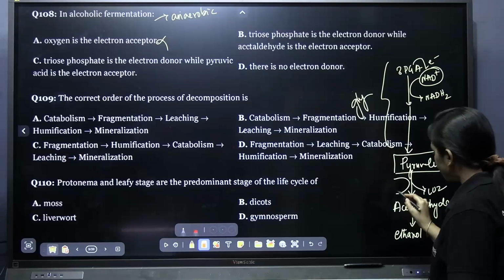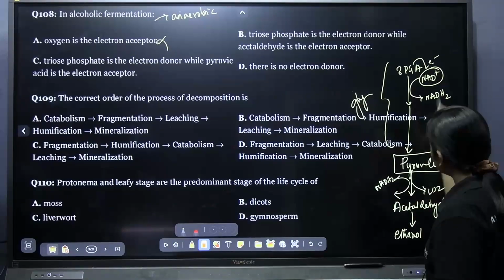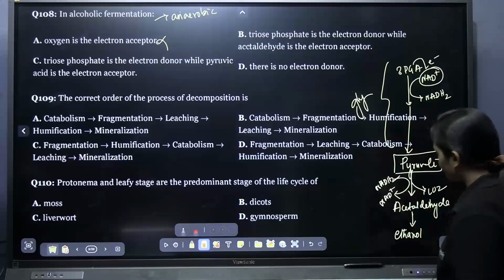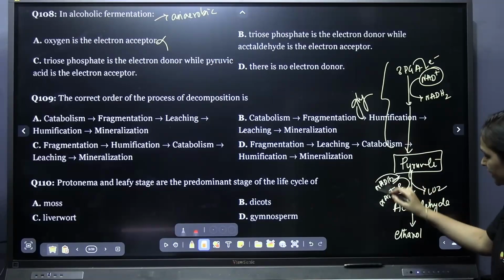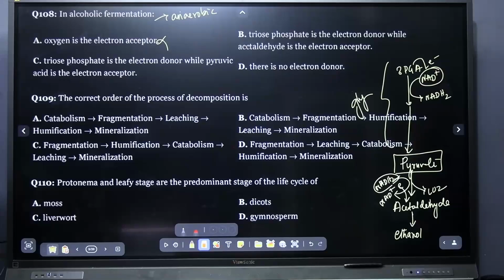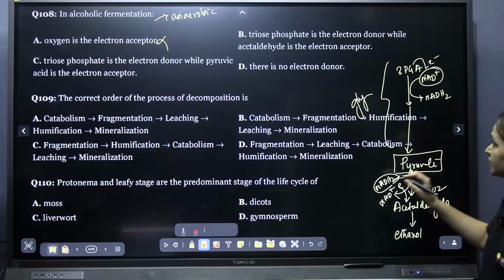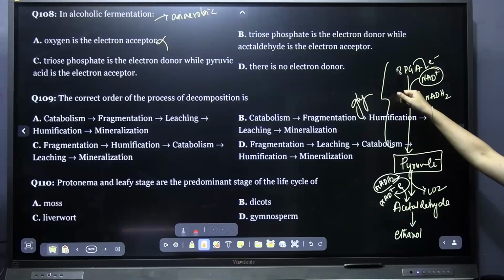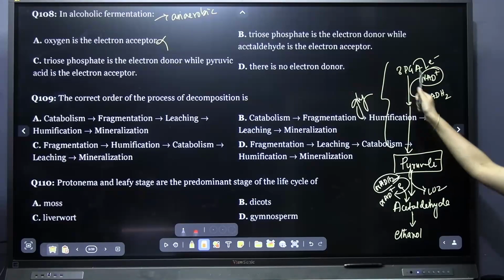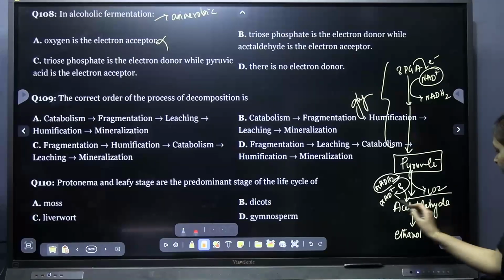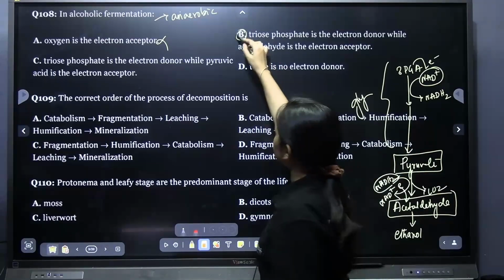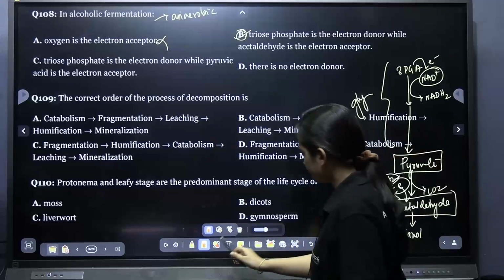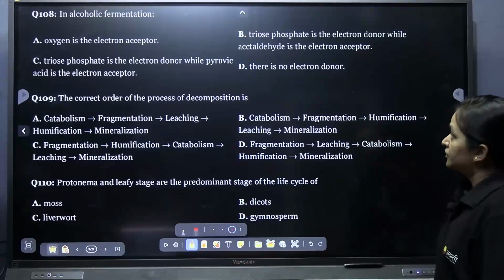In this case the NADH2 which was produced here is converted to NAD plus. The electron from the NADH2 will be accepted by the acetaldehyde, isn't it? Okay, so here triose phosphate is electron donor, and acetaldehyde is the electron acceptor. So B for Bombay is the right answer here. Understood? This one is the right answer.